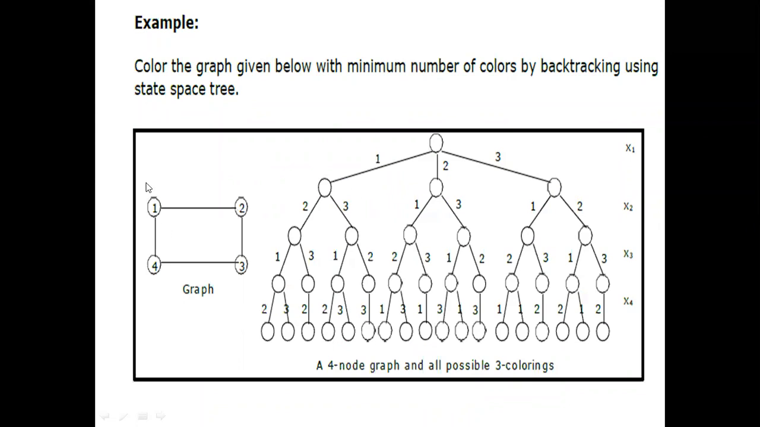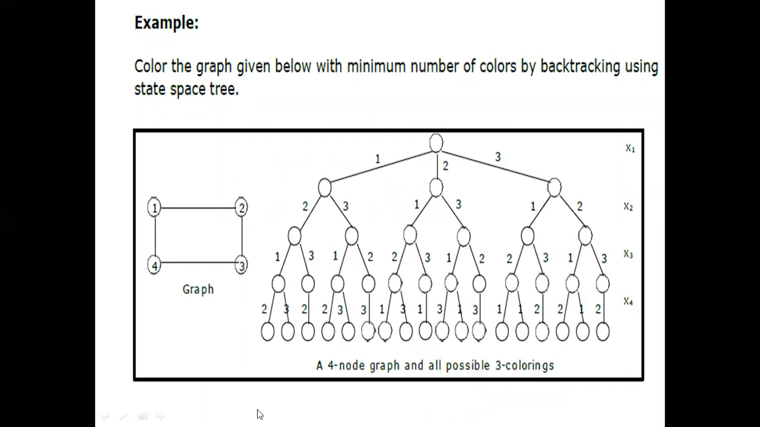The first node is colored by the first color. The second node is colored by the second color. The third node is colored by the first color. Next, the fourth node is colored by the second color. So no two adjacent nodes have the same color. Similarly x1 equal to 1, x2 equal to 2, x3 equal to 1, x4 equal to 2.